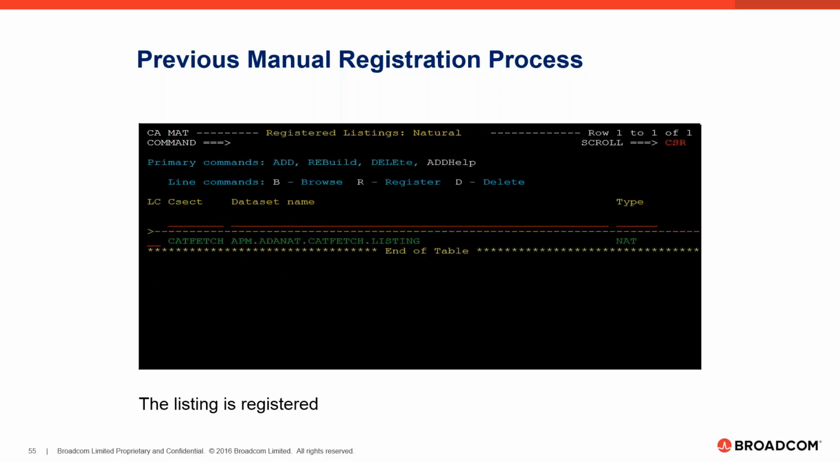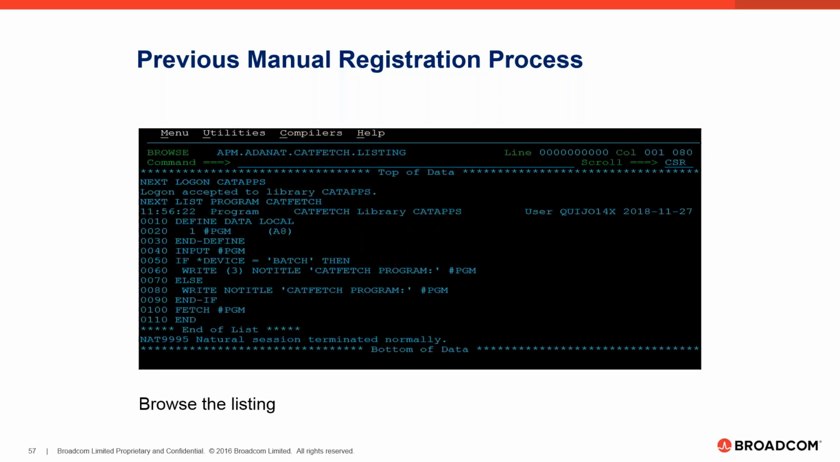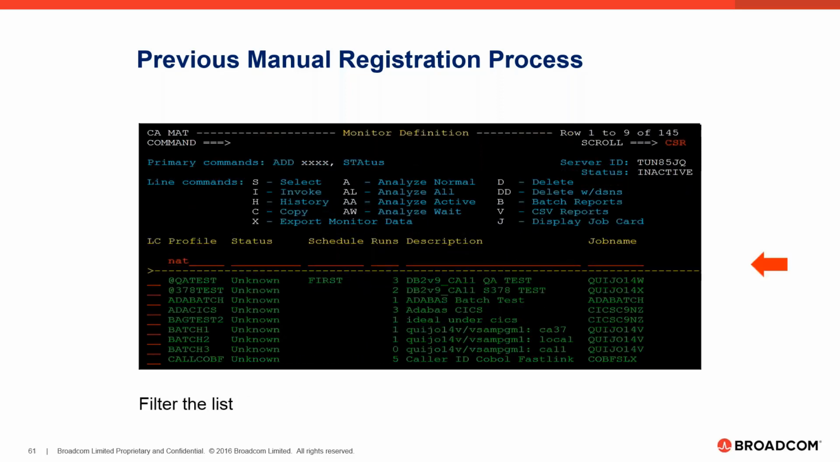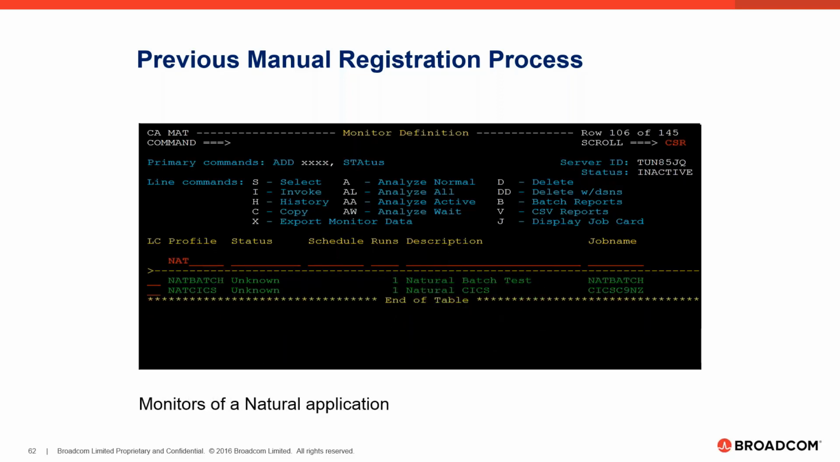Back at the registered listings panel, we can do a browse, and we can see the source listing. And this is nothing more than a presentation of the output of the utility that you ran. The logon for the library name and all that stuff comes from the Natural utility. So we want to see the histogram. We'd return to the primary option panel. Choose monitors. In this case, I'm going to filter the profile list to just the Natural ones, those that start with NAT, and I'm going to analyze the NAT batch profile.